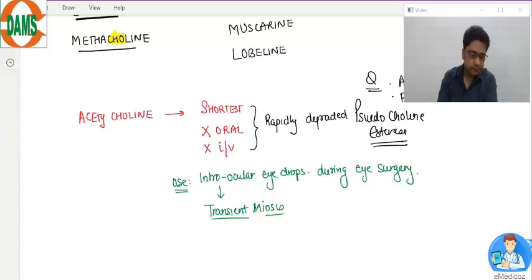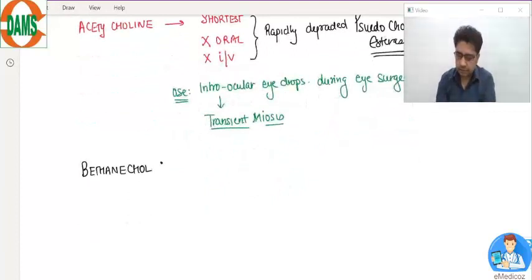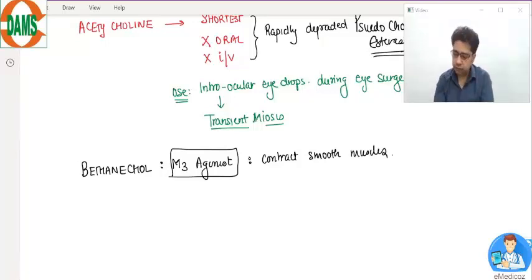The second drug we will write is bethanechol. Bethanechol is an M3 agonist. Remember yesterday's class? Specifically an M3 agonist. And if you remember, the M3 receptor contracts smooth muscles. So let's see with smooth muscles.